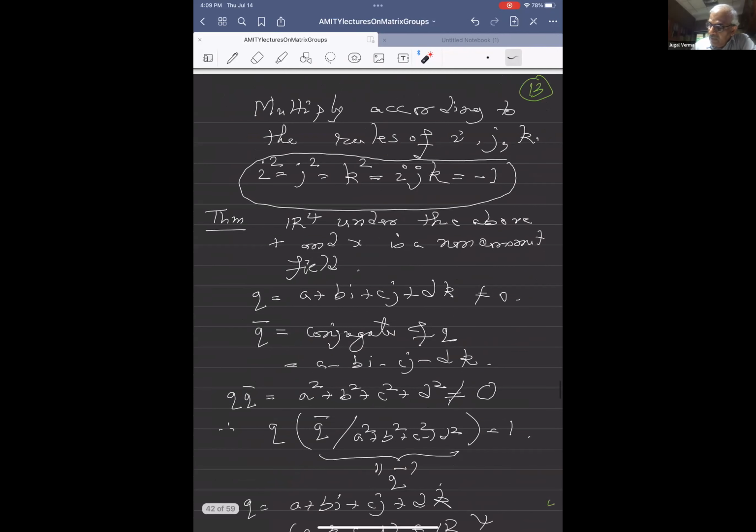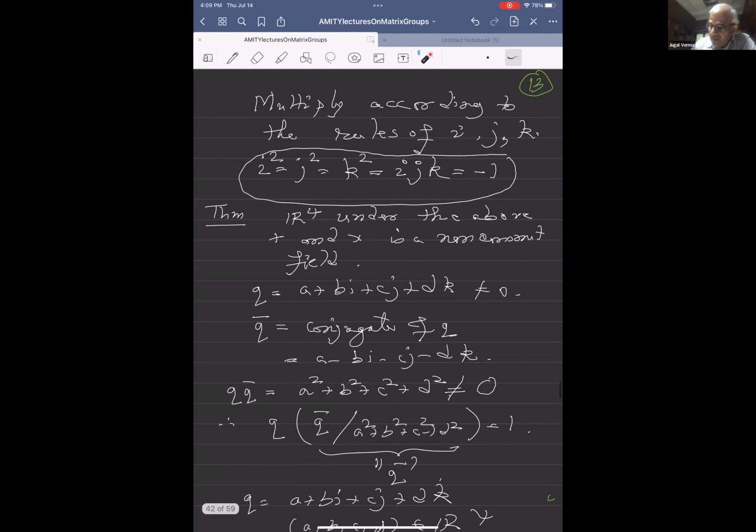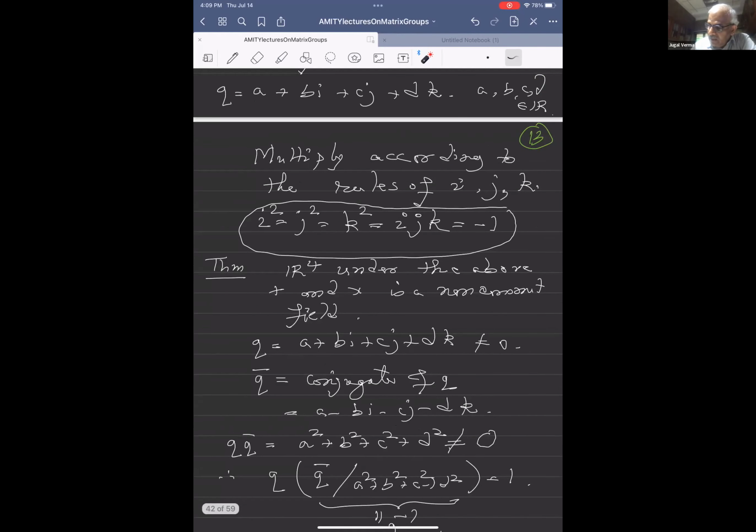Then we define the conjugate of this quaternion, just like we define the conjugate of complex numbers. So it is a minus bi minus cj minus dk. We are putting a multiplicative structure on this vector space. Since all quaternions are real linear combinations of 1, i, j, and k, it is enough to know how to multiply i, j, k among themselves. The rules of multiplication are that i squared equals j squared equals k squared equals ijk equals -1. This is part of the axioms of the algebra of quaternions.